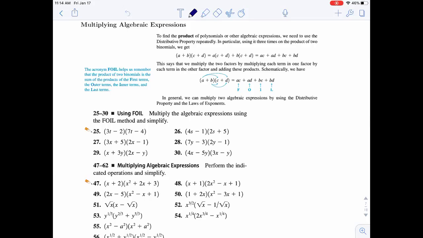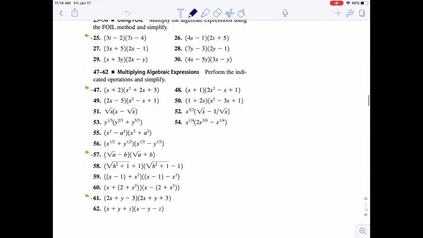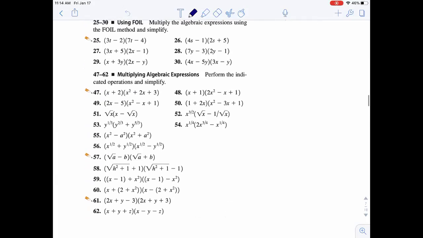It specifies to use FOIL. When we're multiplying algebraic expressions, we're still going to use FOIL, right? And so I'm going to pick one from this next section instead, but you should definitely be able to do them from the first section, right? But let's pick a little bit of a harder one, because I feel like you guys are feeling pretty good.